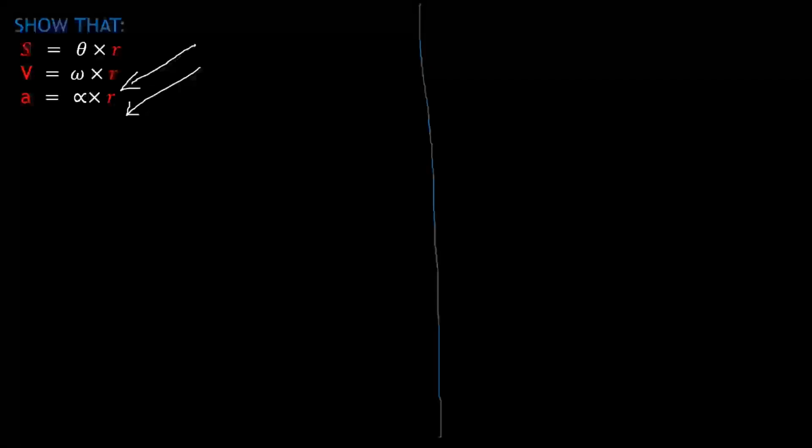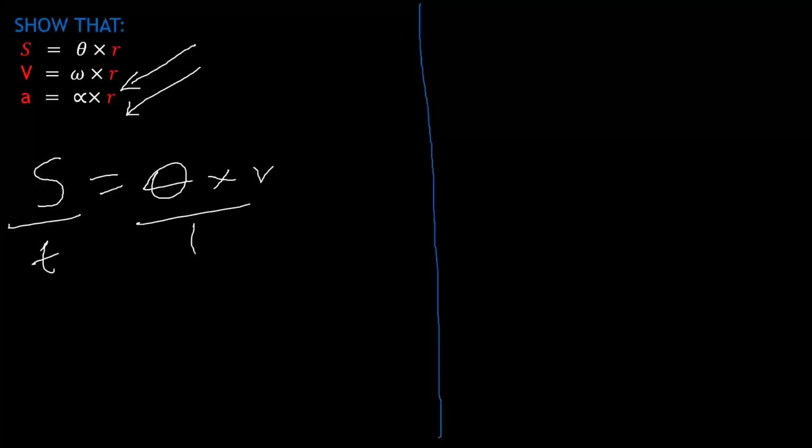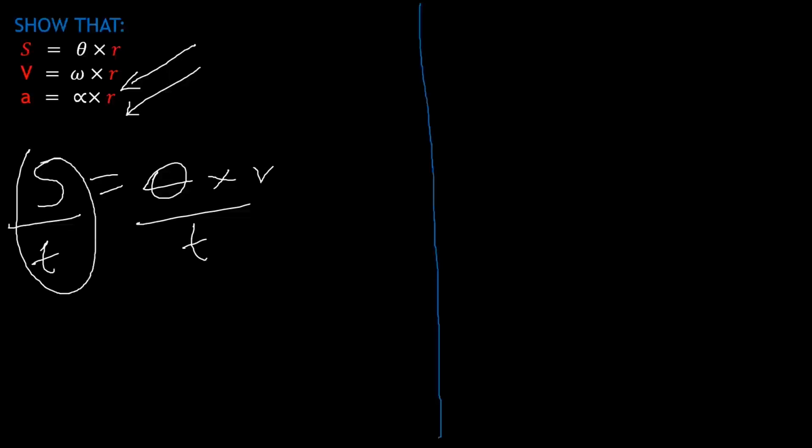Now, we don't really need to pay heed to this and to this. Once you know the first one, that's S is equal to theta times R, and you divide both sides by T. Take note of this. This is what? This is our V. And this is what? This is our angular velocity, omega. Then you have got that V is equal to omega R.